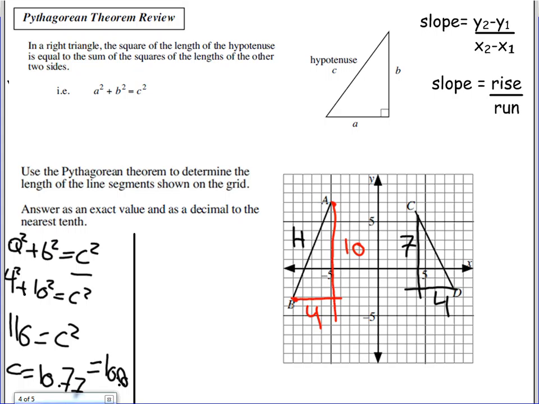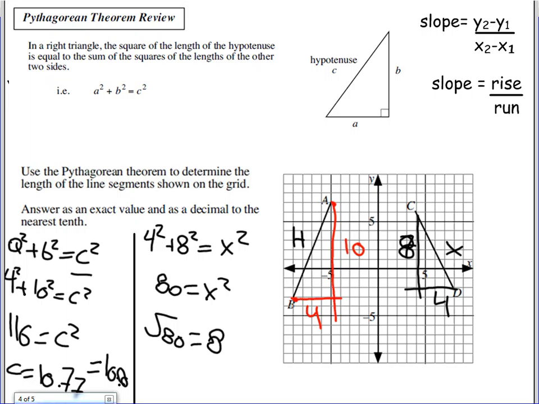Then you got to use Pythagorean theorem. When you use Pythagorean theorem, you should get that 4 squared plus 8 squared is equal to, and we're just going to call this x squared. That should be 80 is equal to x squared. And the square root of 80 should give you, what did you get again, Aiden? 8.9 should be your final answer for the length of CD. That's going to become important, guys. We're going to build off of this type of stuff.